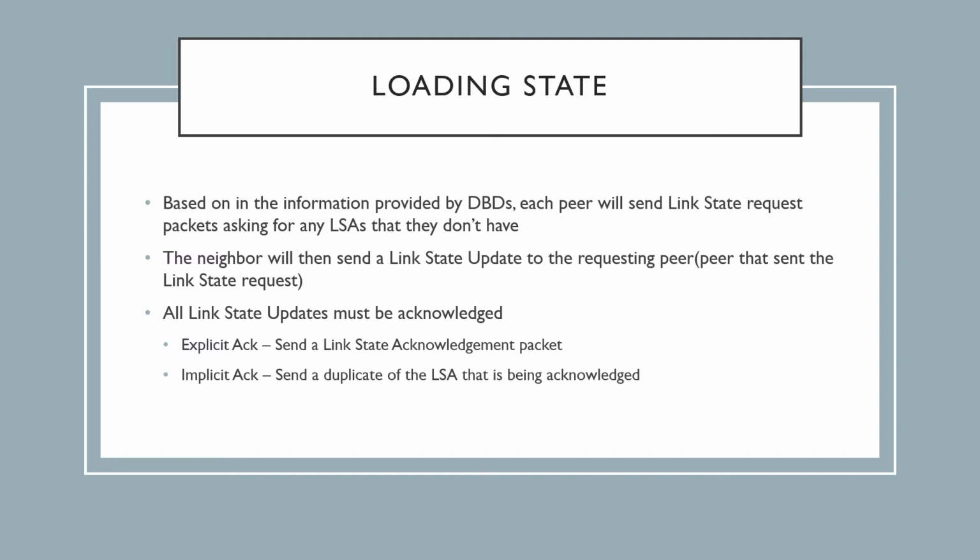With an explicit ACK, we send a specific OSPF packet, which is a link state acknowledgement packet. And an implicit ACK is that we send a duplicate of the LSA that is being acknowledged. So if our peer had sent us an LSA for the 192.168.10.0 network, we just send that same exact LSA back to him, and that lets him know that we successfully received that LSA. So the router can pick how it wants to acknowledge it. These are the two different methods.